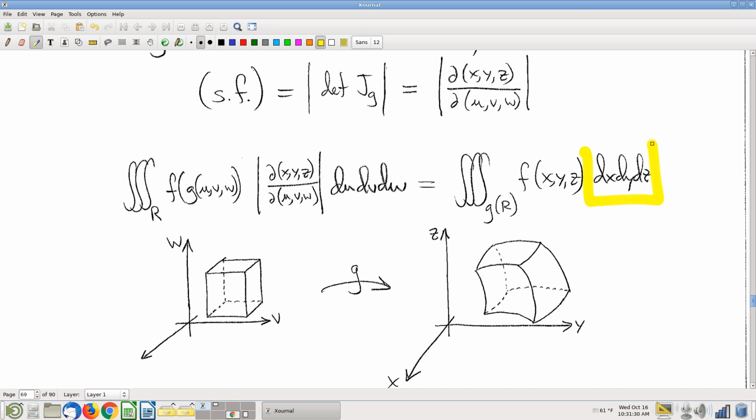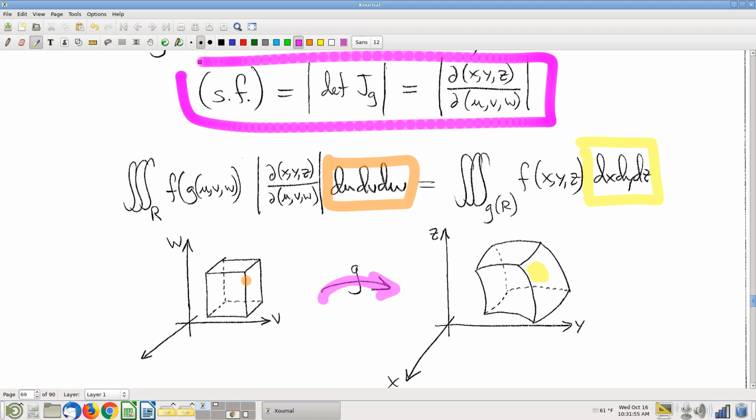How much volume there is in the image little chunk over here is not going to be the same as the amount of volume that there is in the pre-image chunk, right? This little piece might get stretched out by the G function to become that little piece. How much does it get stretched out? Good news, the stretching factor takes a very similar form.